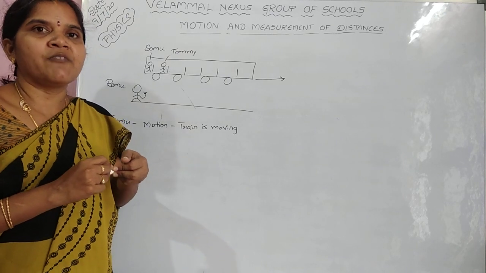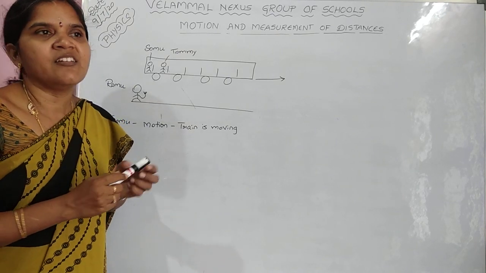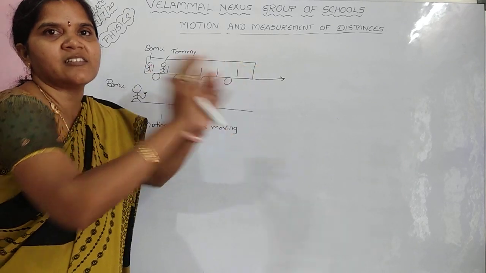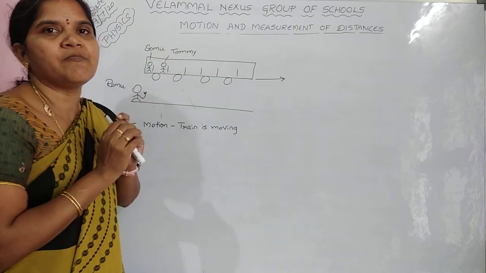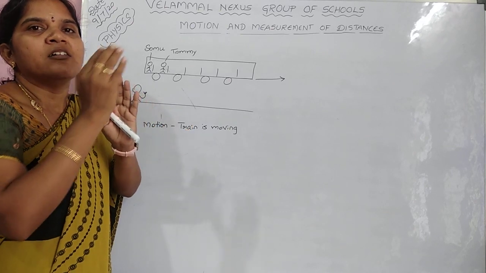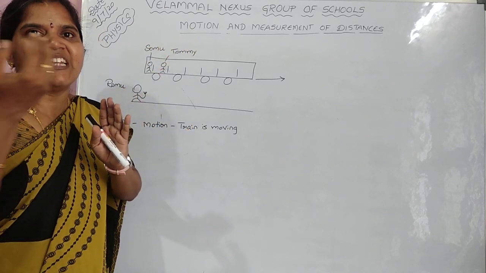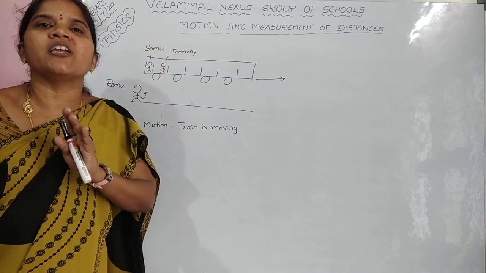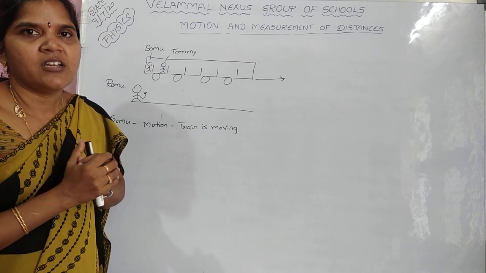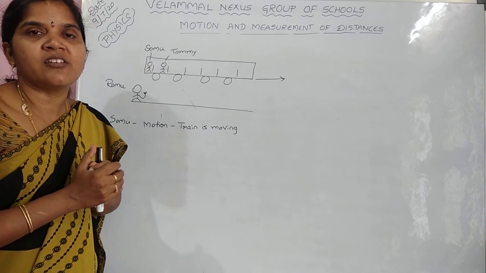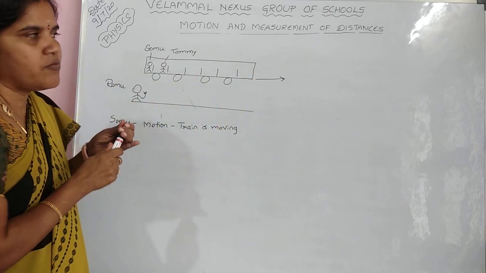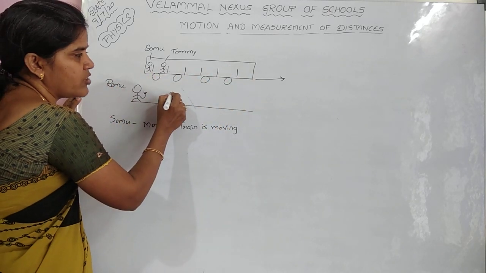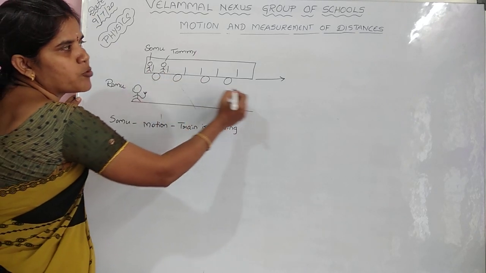Is it clear, children? How many of you have travelled in a train? You might have had a wonderful experience when travelling in a train. While you are moving in a train, suppose you are moving towards east, you feel that all the objects, buildings, trees, electric lamps, everything are moving in the opposite direction, towards west. Do you have this experience? Yes.